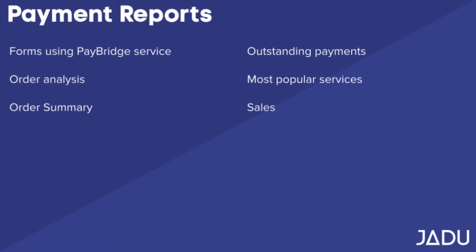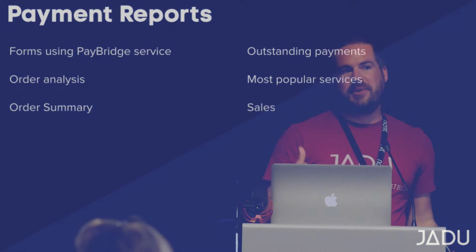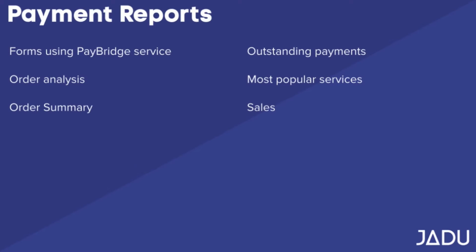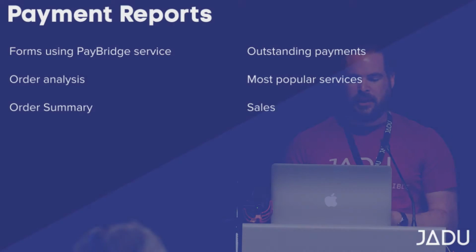The order analysis, kind of how many orders have been started, submitted, what's the breakdown? Are we seeing that there's lots started but not many submitted? Have a look at that. The order summary, basically how much money have we taken based on service over the last period of time.